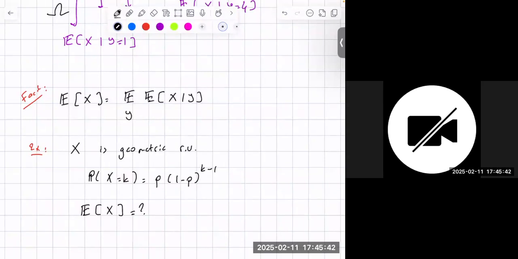That's it for today. And if you got confused with this conditional expectation, you're not alone. It happens to everyone. We will recap and move on from there.